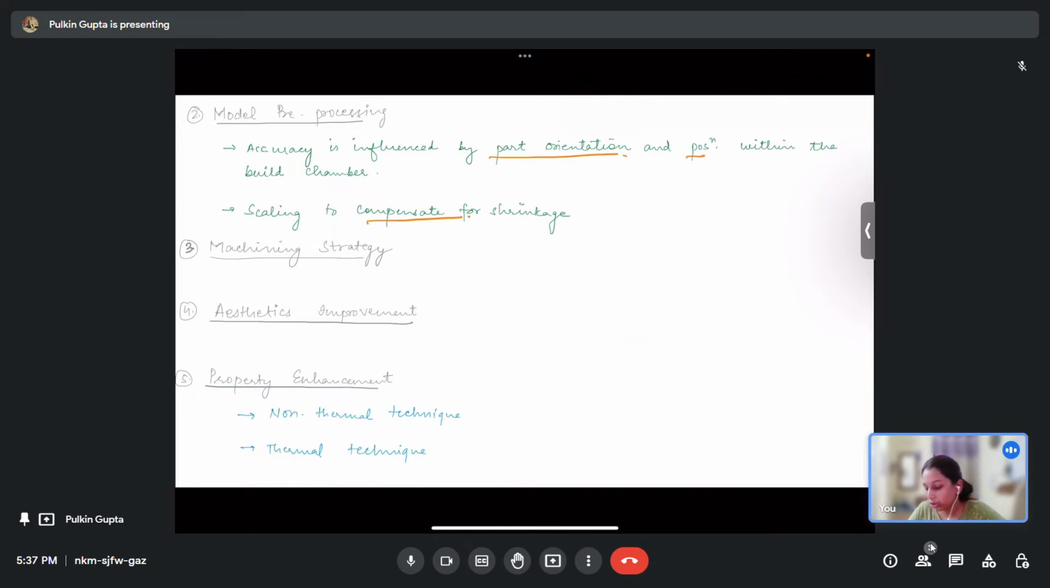Another is machine strategy, wherein you will be adopting adaptive raster milling, or sharp edge contour machining.